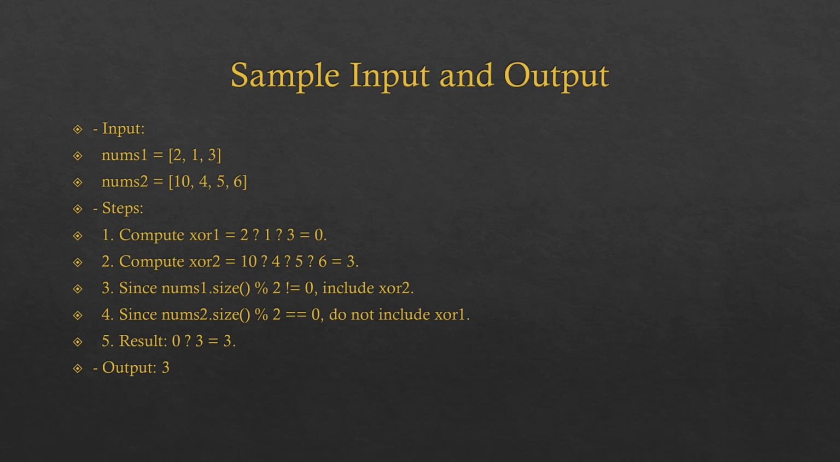Let's walk through an example. Suppose nums1 is 2, 1, 3 and nums2 is 10, 4, 5, 6. First, we compute XOR1 as 2 XOR 1 XOR 3, which equals 0. Then compute XOR2 as 10 XOR 4 XOR 5 XOR 6, which equals 3. Since the size of nums1 is odd, we include XOR2 in the result. However, the size of nums2 is even, so XOR1 is not included. The final result is 0 XOR 3, which equals 3.